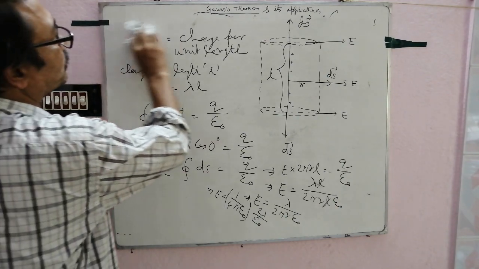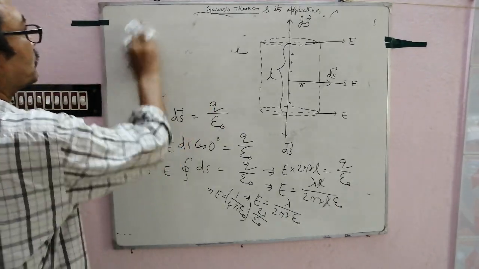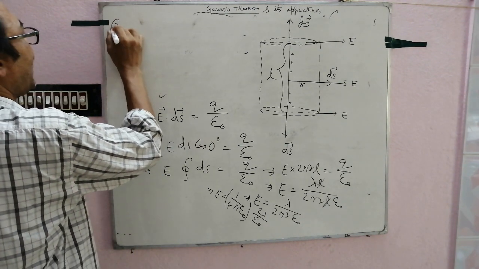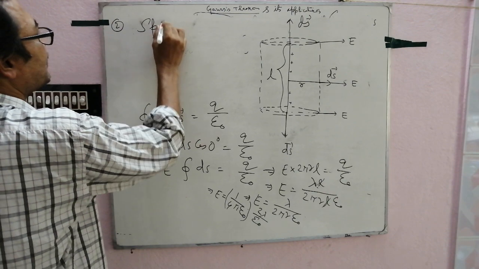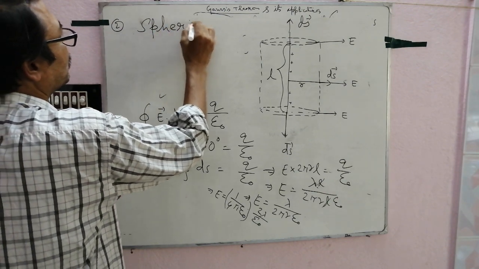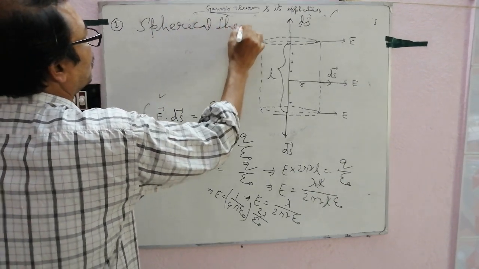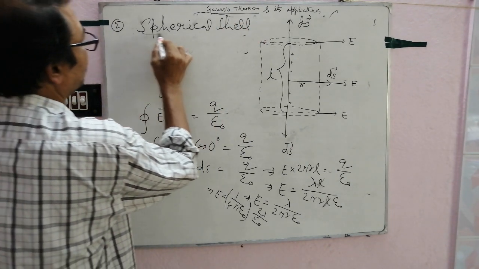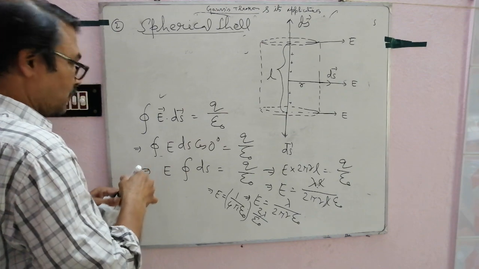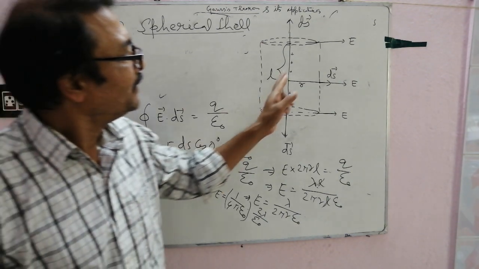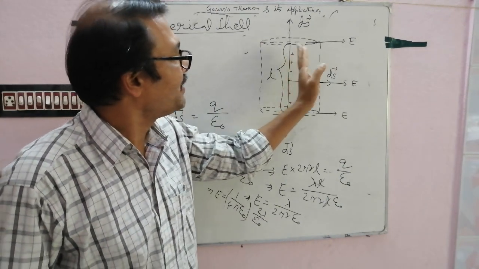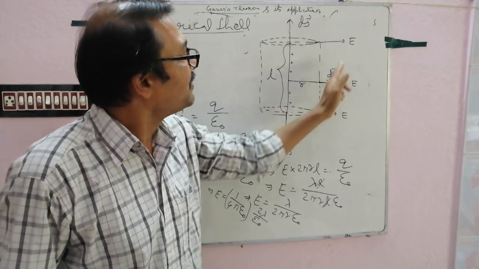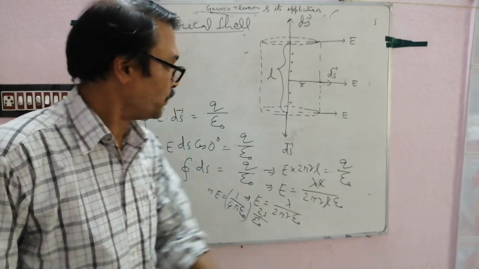Next application: Gauss's theorem for a spherical shell. Next application, spherical shell. Follow that on the Gaussian surface the field is perpendicular, and the flux is the same.